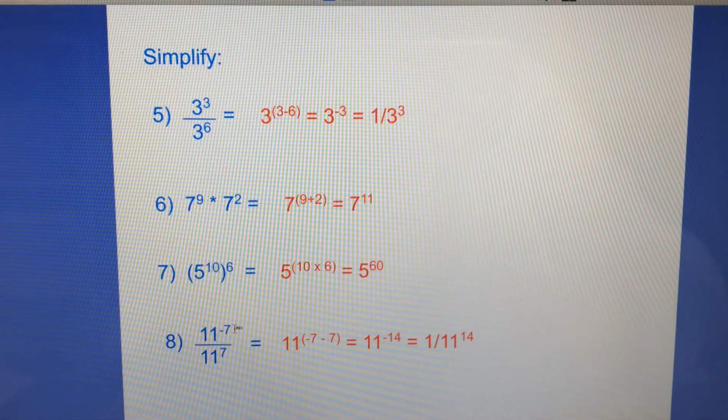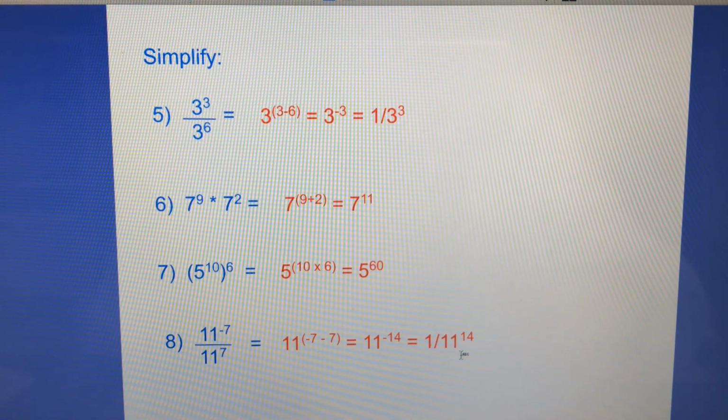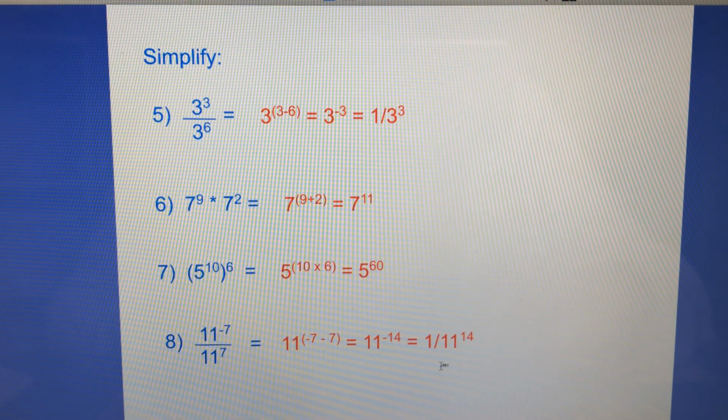Here I have negative 7 minus 7. Okay? So at first you might have said, well, I've got a negative 7 and a positive 7. Combine them, it's a 0. No, you have to subtract. It's a negative 14. This is 1 over 11 to the positive 14 because I have to move this 11 to the negative 14 down to the denominator.